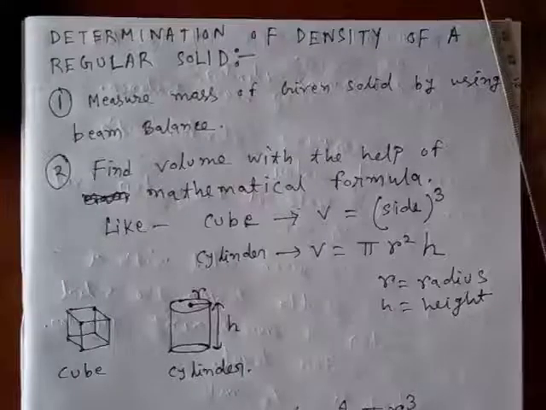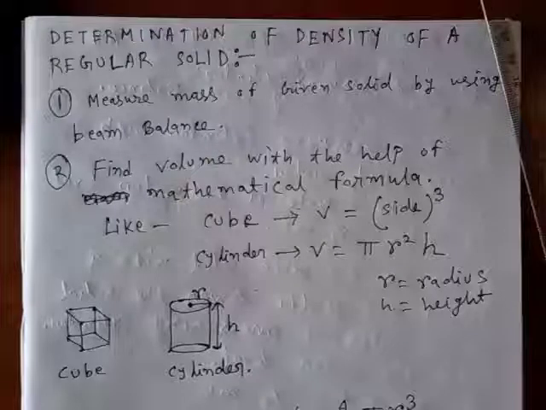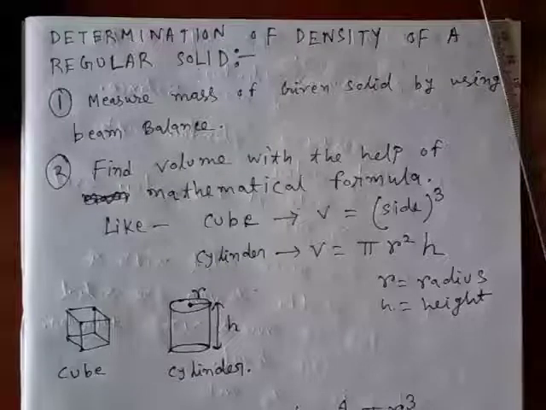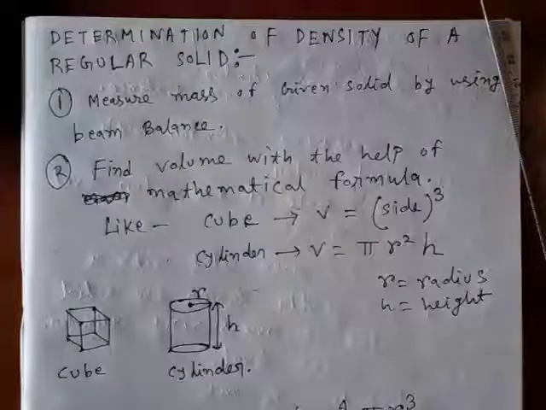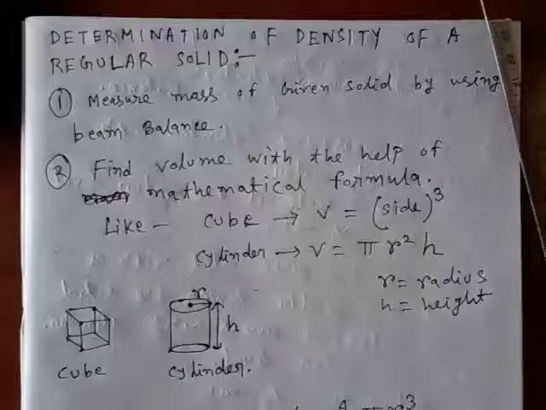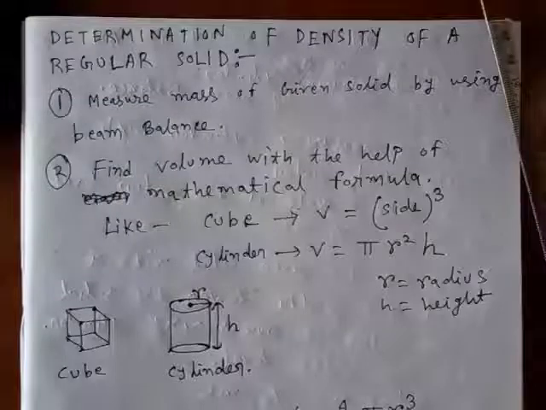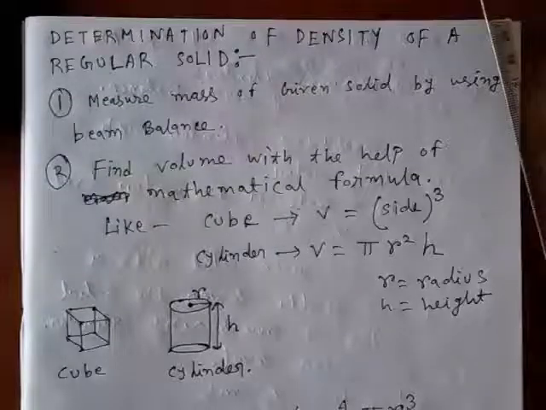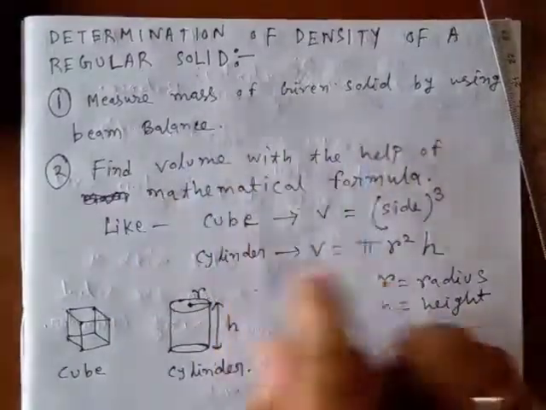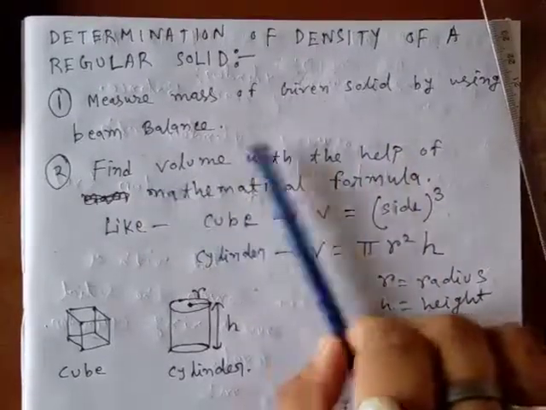Now next we are going to discuss the process of how we can calculate the density of a regular solid. We know the formula of density is density equals total mass divided by total volume. First for that regular solid we have to calculate its mass, then its volume, then using the formula d equals m by v we can easily calculate the density of that material. To measure the mass we use a beam balance. You all know the beam balance, that is used to measure mass.